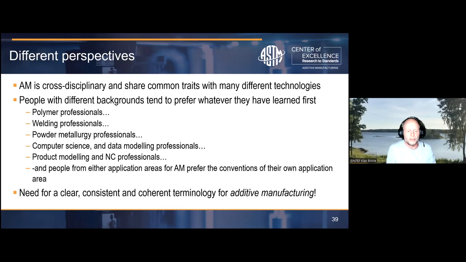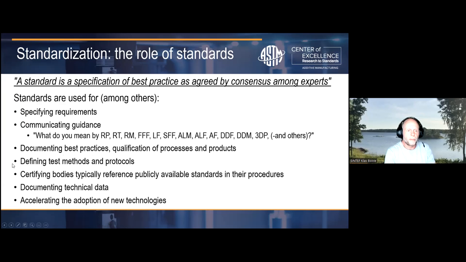Computer science and data modeling people say, okay, this is enabled by data, so it's our concept that goes. People looking at product modeling and numerical control CNC milling say, okay, this is just an application. This is numerically controlled, so it should follow our models. And then people who are starting with any application of AM prefer the convention in that application area. So there's a great challenge if you want to make an industry out of this. You need to develop some clear, consistent, coherent terminology that goes for the whole area of additive manufacturing. That's one of the great challenges.